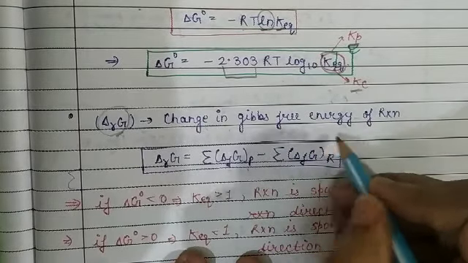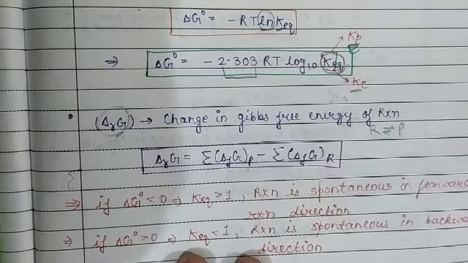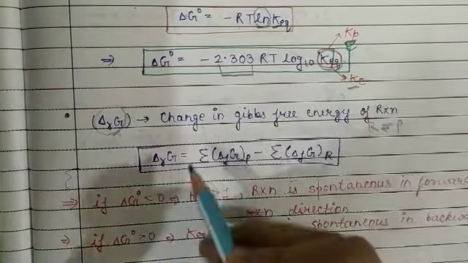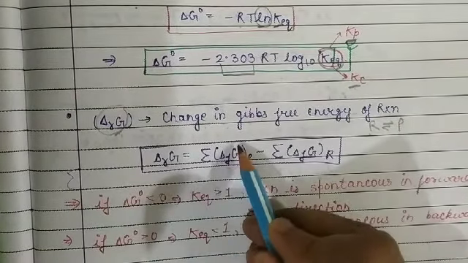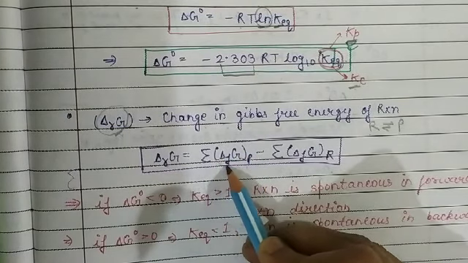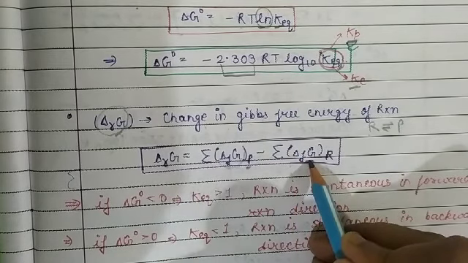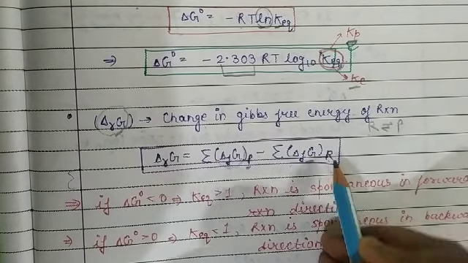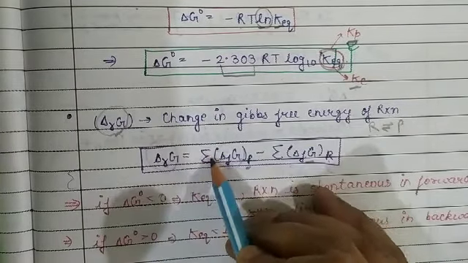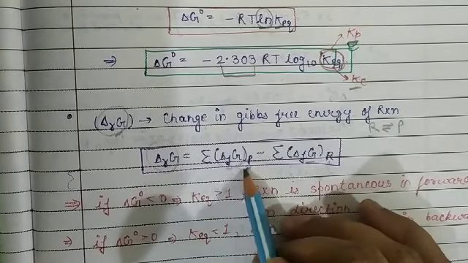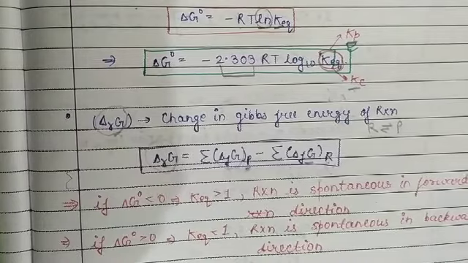We know when the reaction is given and reactants are changing into products, then the delta G of this reaction will be equal to the sum of Gibbs energy of formation of products minus the sum of Gibbs energy of formation of reactants. So basically the Gibbs energy change of a reaction is the summation of Gibbs energies of products minus the summation of Gibbs energies of reactants.